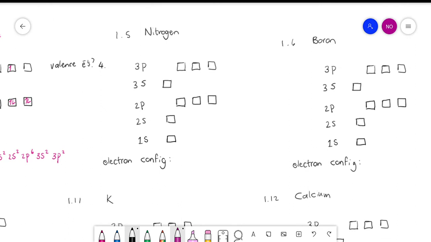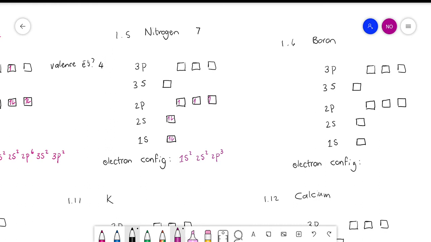We had 1.5 stikstof, nommer eenheid 7. That's 1, 2, 3, 4, 5, 6, 7. Very important that there's one electron in each of those little blocks. So that's 1s2, 2s2, 2p3. En selfde storie as by die vorige ene.